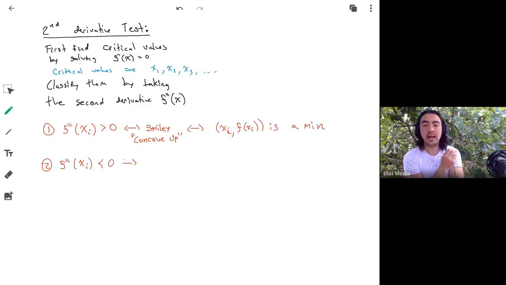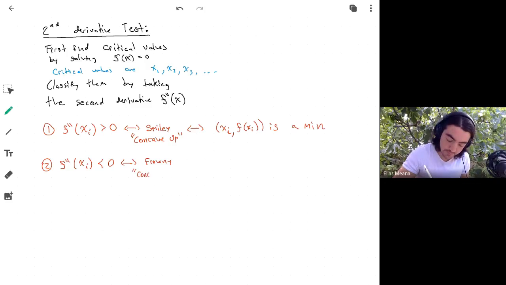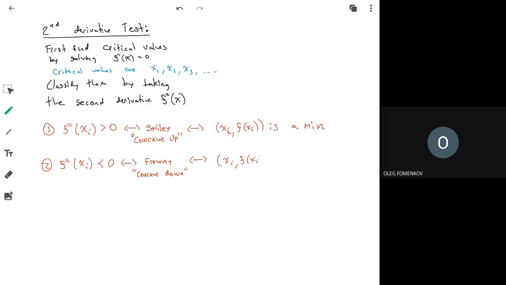Anyway, if our second derivative is negative, then this is not a smiley anymore. It's a frowny. Right? And if it's a frowny, the math term for that is concave down. And it implies that this has got to be a maximum value. And for us to know that it's a point of inflection, the second derivative has to be 0, right?